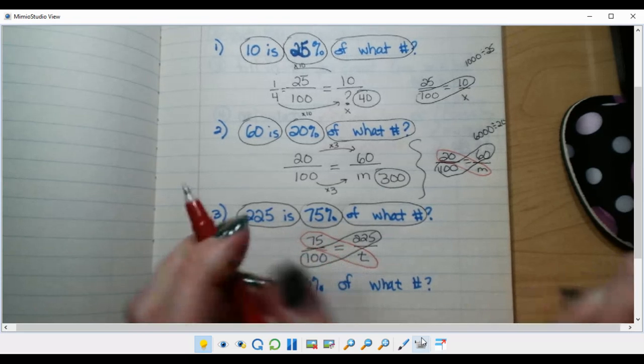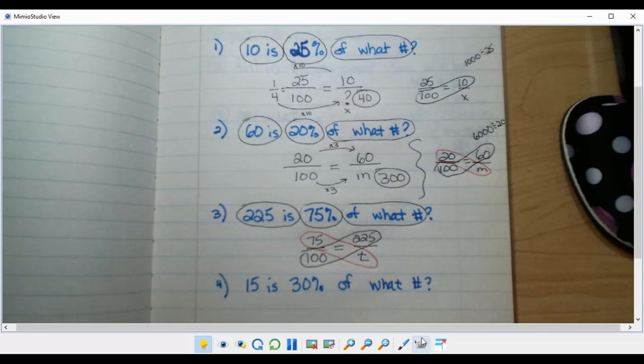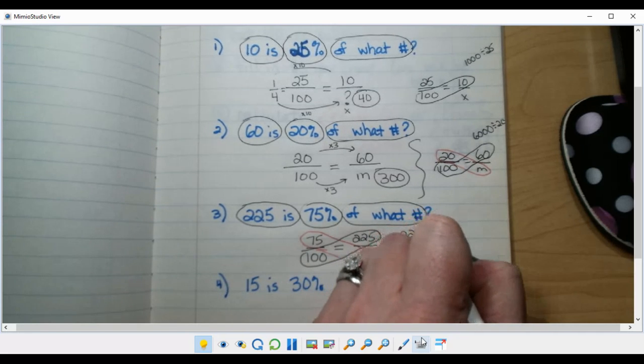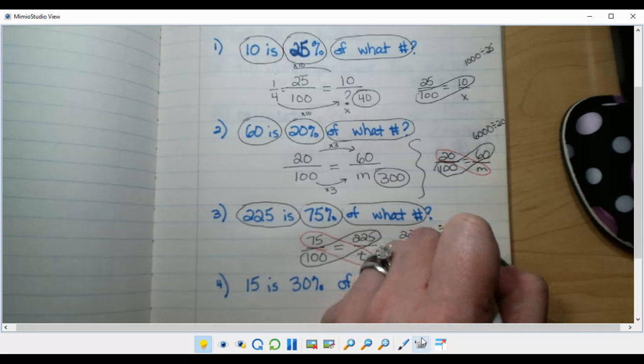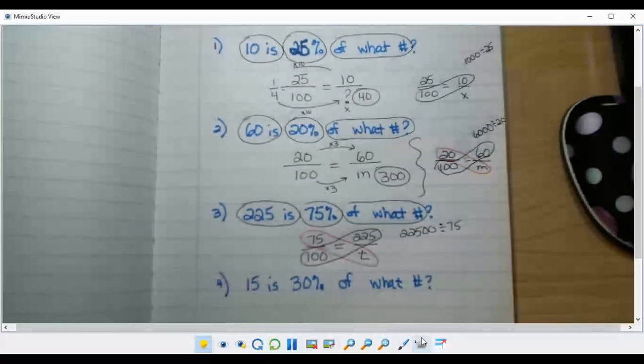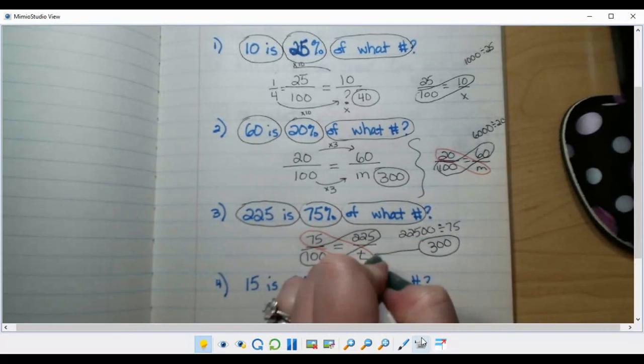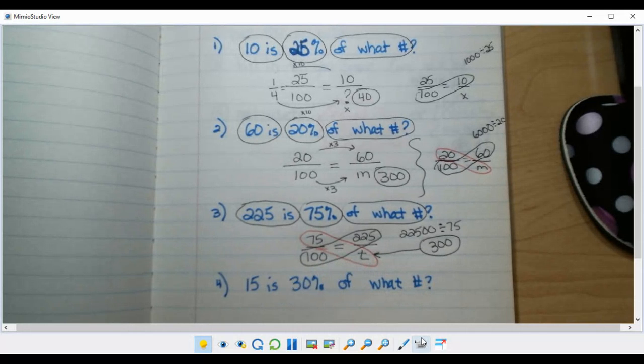If you like colored pens and pencils, pull them out for this. This is a good one. So I'm going to do 100 times 225 divided by the other number. And I'm going to reach for my calculator. 22500 divide 75 equals, and I get 300. So T, or my missing number, is 300.